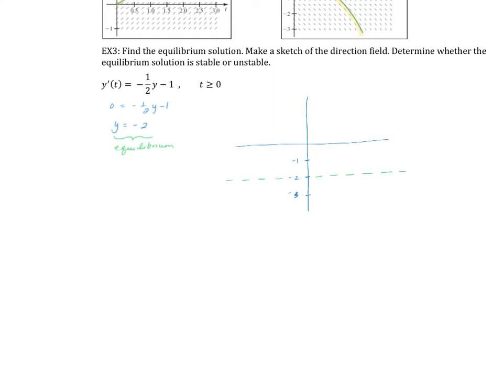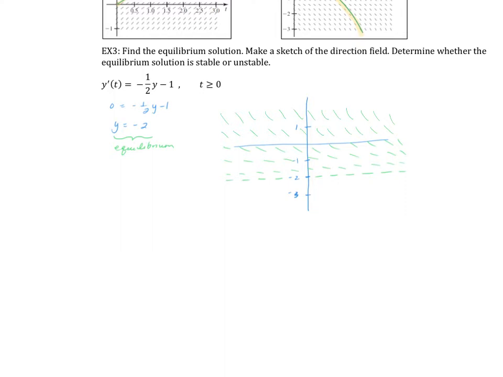Now, if I look at y is equal to -1 as a test point, and I put that in my derivative, my derivative is going to still be negative. And in fact, if I put in any y value greater than -2, my derivative is negative. So that means my little tangent lines will have a negative slope, and it will be approaching my equilibrium from above. And I know my direction fields are pretty sad, but you get the idea, right? This is my direction field from above.